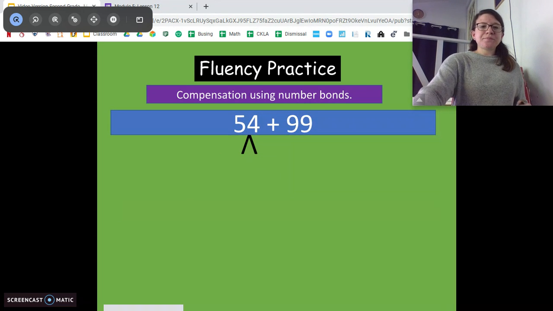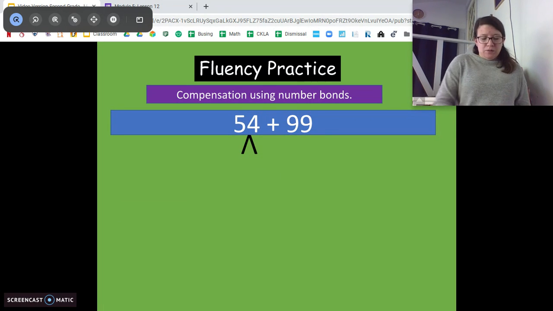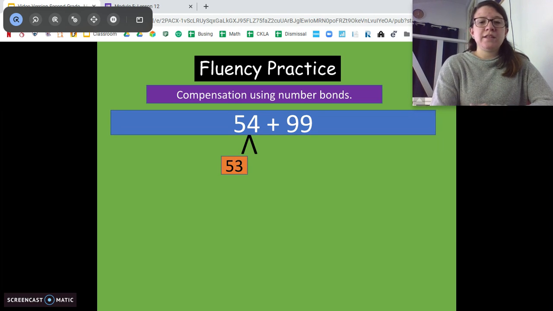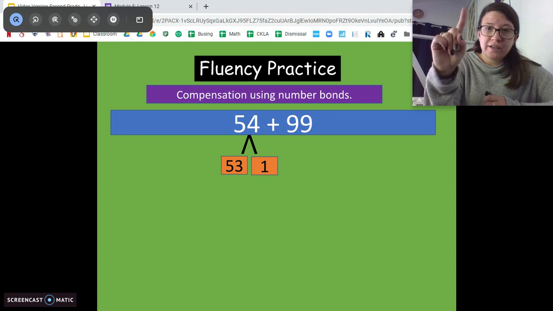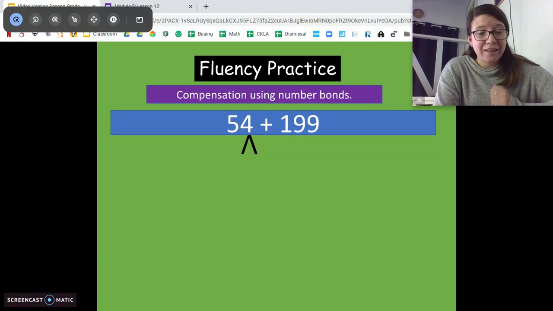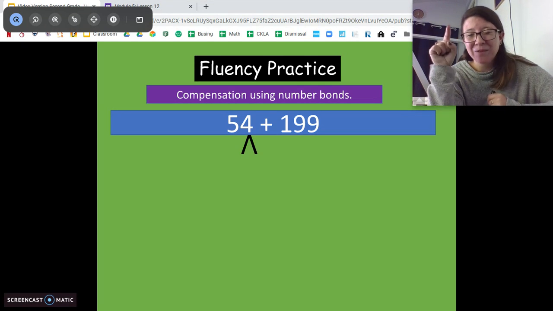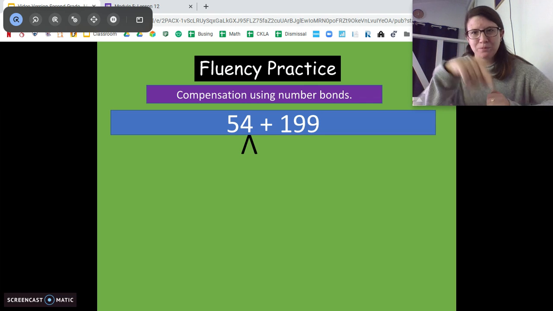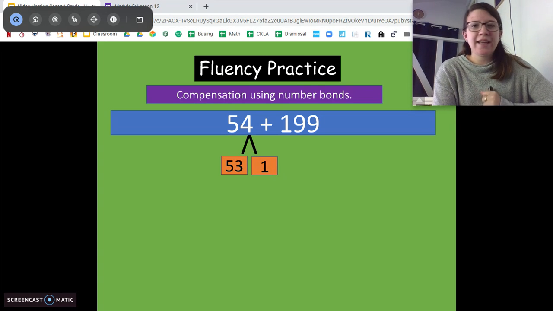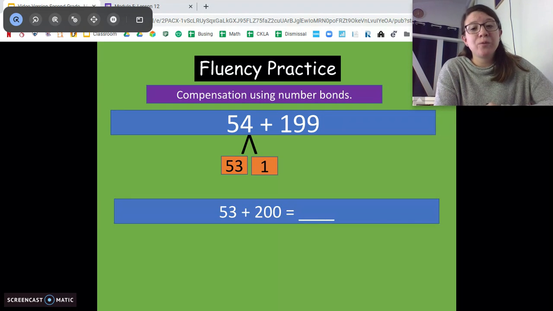All right, let's try another one. 54 plus 99. Go ahead and solve. You can use that crossing off strategy if that works for you. Good, so we're going to take 1 out. We get 53. 99 plus 1 is 100, plus that extra 53, 153. A little bit trickier with this one. Same idea. Get 199 to its next 100. Pause and solve. Good, we're still taking 1 out. That's fine. But instead of 100, we're at 200 plus 53. It's 253. Good.